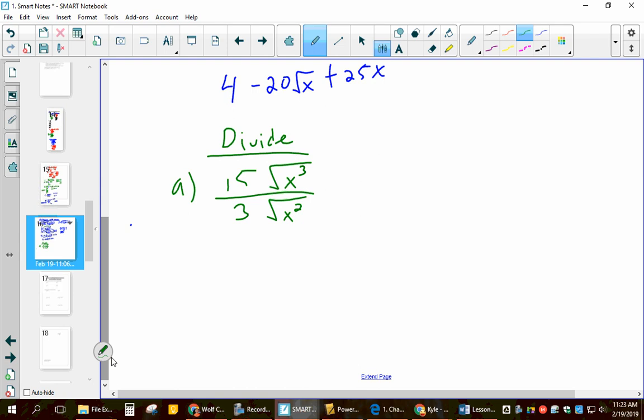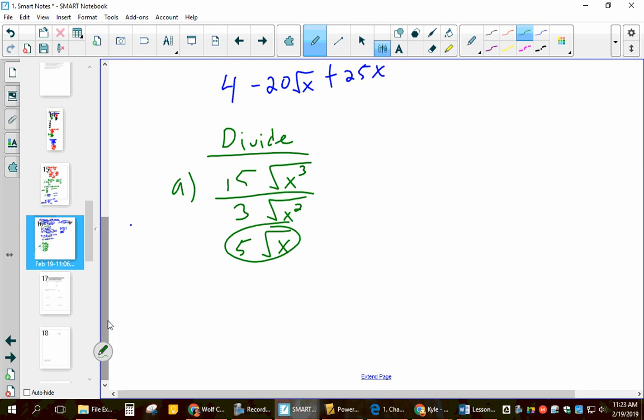So 15 divided by 3 is 5. x to the 3 divided by x to the 2. What do you do with exponents when you're dividing? You subtract. So this becomes square root of x to the 1. So just that. That's my answer. So if you can, just divide them straight down and you'll be done, right? But we're going to do some where it doesn't work out so nicely.